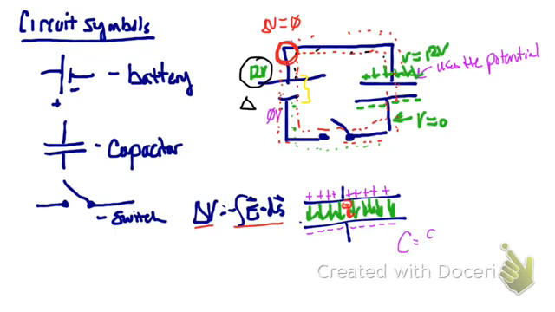And so our capacitance equals Q, the amount of charge on one of these, divided by the voltage. So this is one capacitor.